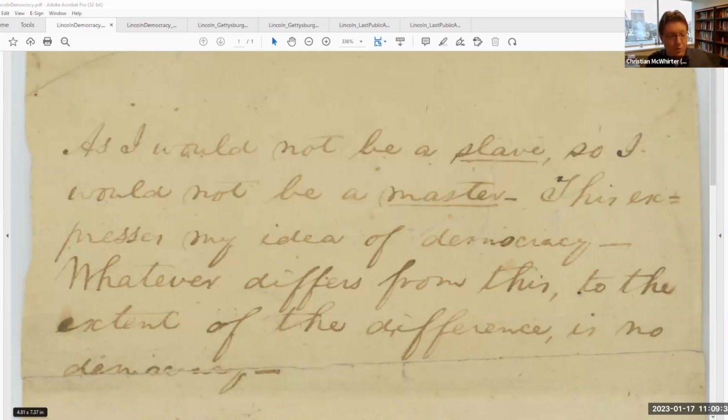All right. So Lincoln writes, "As I would not be a slave, so I would not be a master. This expresses my idea of democracy. Whatever differs from this, to the extent of the differences, is no democracy." What do you think Lincoln is trying to say here? What do you think Lincoln is grappling with in this document? Anybody have any ideas?